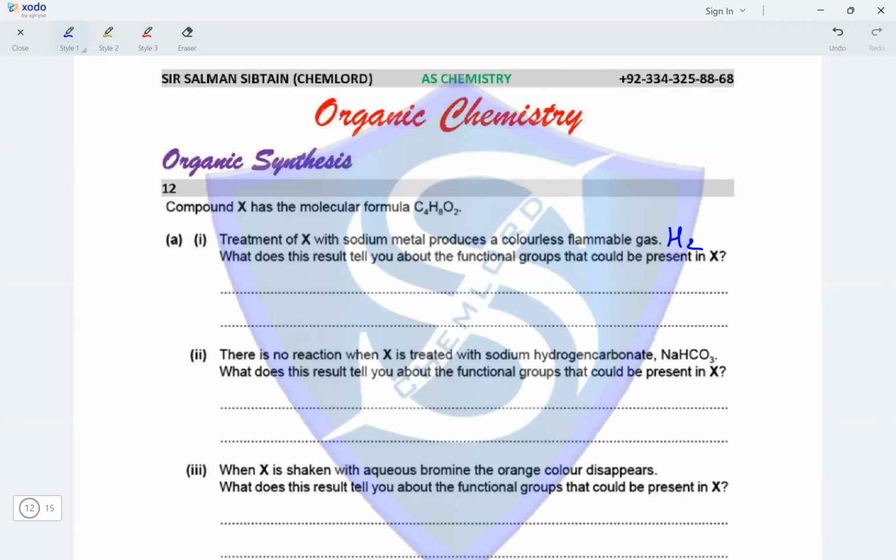So the functional group present in X could either be a carboxylic acid or an alcohol group, because the OH group present in carboxylic acid or the OH group present in alcohol would react with the sodium metal, and a displacement reaction will occur in which the sodium metal will displace the hydrogen atom from the OH group, releasing hydrogen gas. So it is possible with carboxylic acid and alcohol.